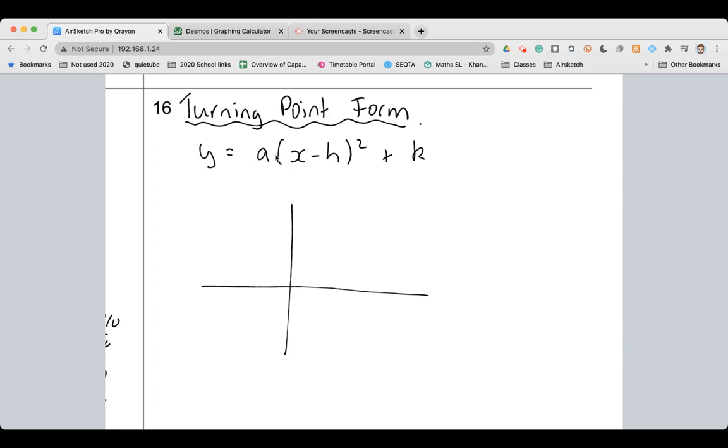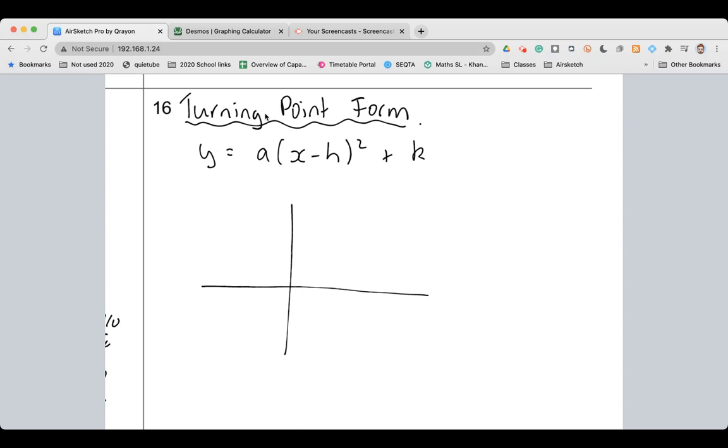So just a reminder, this is turning point form, a(x - h)² + k, but instead of setting it equal to 0 like a quadratic equation, I set it equal to y, and therefore it becomes a function where we're mapping values of x against a calculation which gives us a value of y.